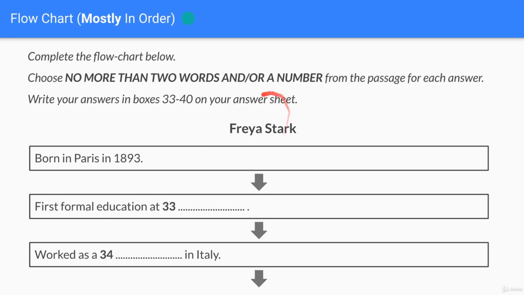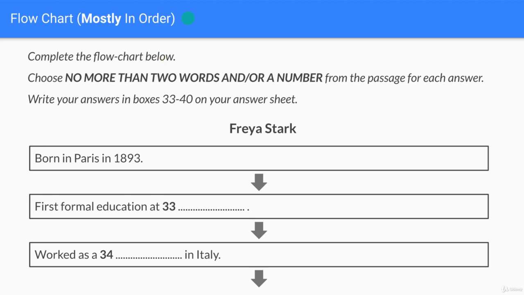It seems that in this case, we are describing the sequence of Freya Stark's life. We're talking about how Freya Stark's life progressed. She was first born in Paris, then she had a formal education, then she did some work in Italy. So in a flowchart question, what you're going to see is you have to describe a certain sequence of events.